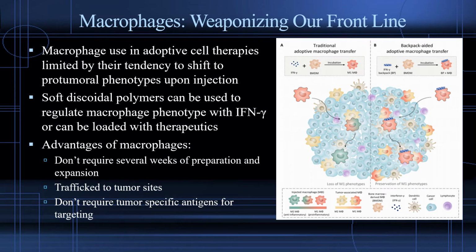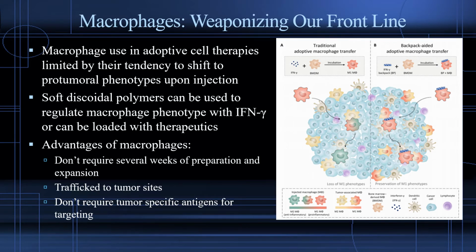Macrophage use in adoptive cell therapy is limited by their tendency to shift to a protumoral phenotype when injected. So what they do here is they use soft discoidal polymers to either regulate the phenotype with IFN gamma or load them with therapeutics. Some of the advantages of using macrophages is that they don't require weeks of prep and expansion, and they're chemotactically trafficked to tumor sites, so they don't require tumor-specific antigens for targeting. So there's two ways we can do this: adsorption and absorption.